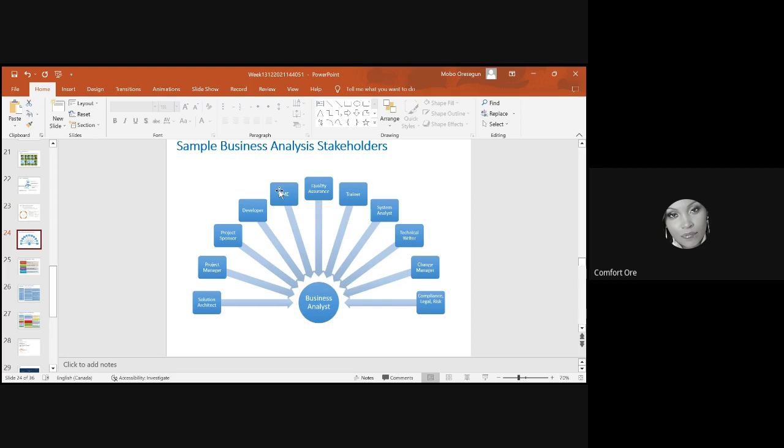I think we brushed over this initially. Examples of business analysis stakeholders. We said they could be internal as well as external. What I see here is majorly internal. Not everyone mentioned here is needed within a project. So not all of these stakeholders are needed within a project.